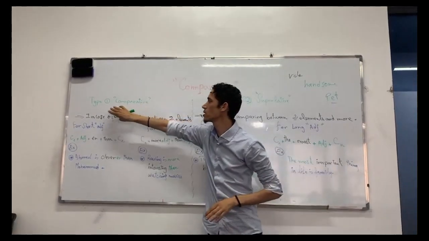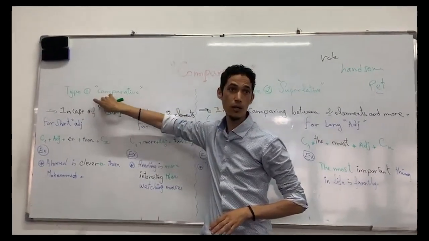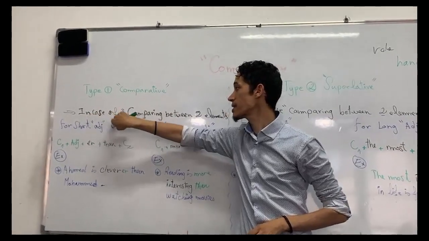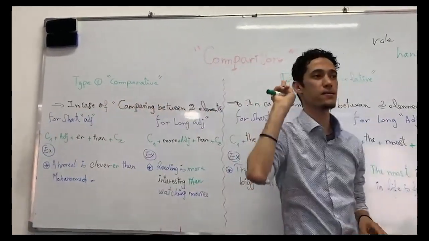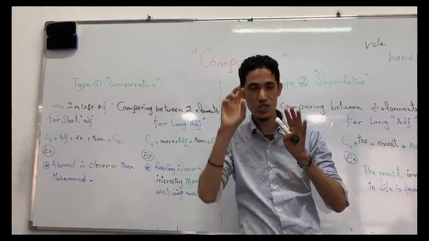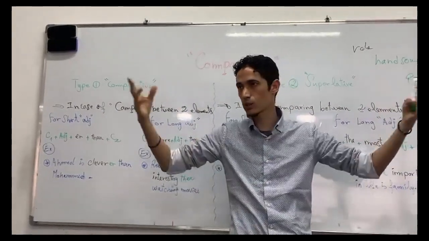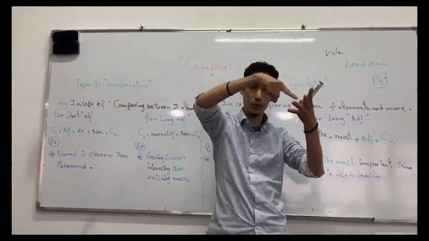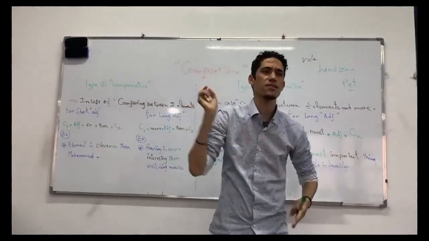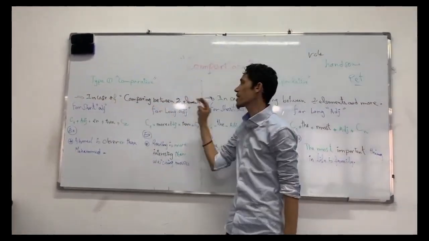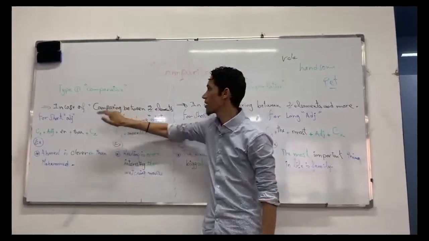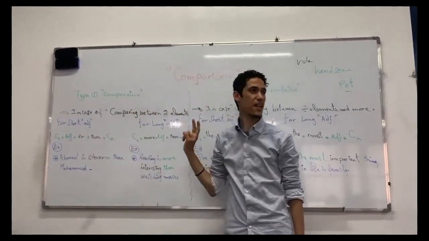The first type is what? The comparative type one. Better. In the case of comparing two elements, we have two cases, exceptions.